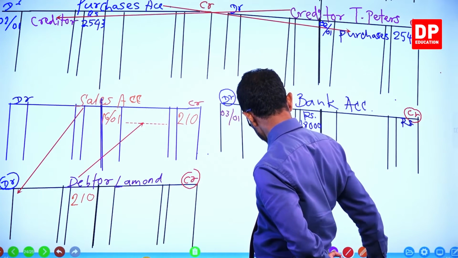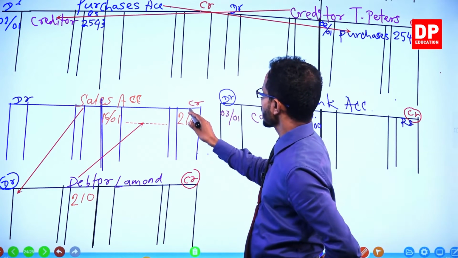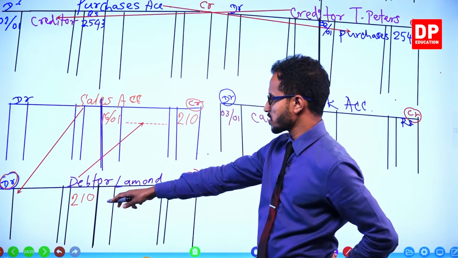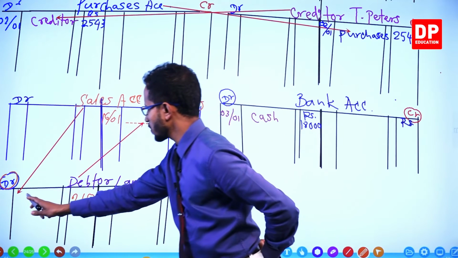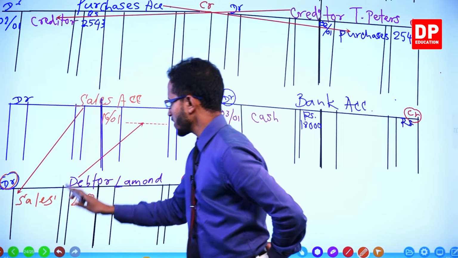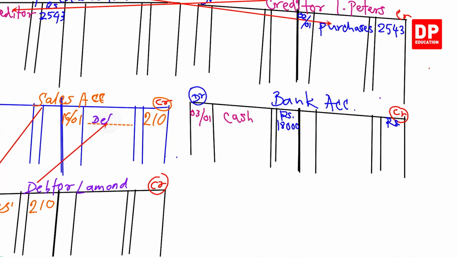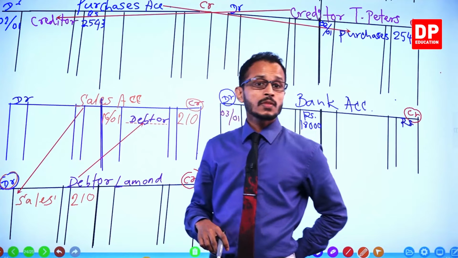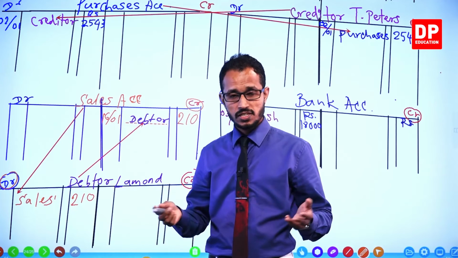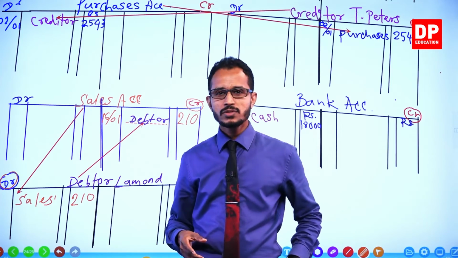Alright, let's write it down. 210 credit, and in this debtors account it was debit. The sales account name should be the description of the debtor account. The debtor's name should be the description of the sales account. Okie dokie, that's it. How is that? Satisfied? Still difficult? Still hard to find debits or credits? No, I don't think so.